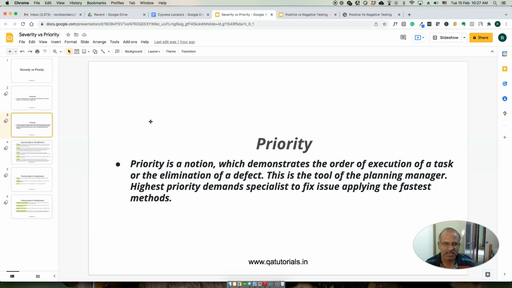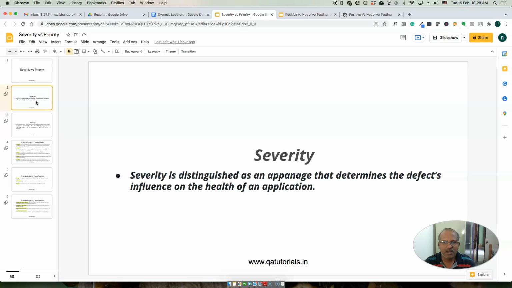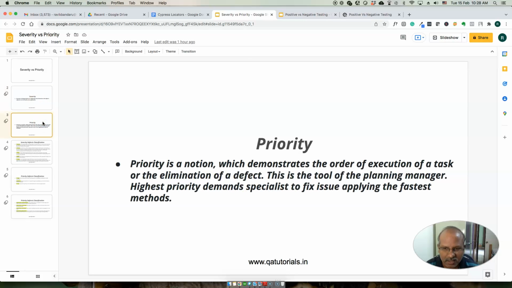So basically severity is mainly about the health of the application. What is the impact of that defect on the health of the application or functionality of the application? Priority is basically which one to fix first among the open defects. High priority. So let us see what the various classifications are in severity and priority.